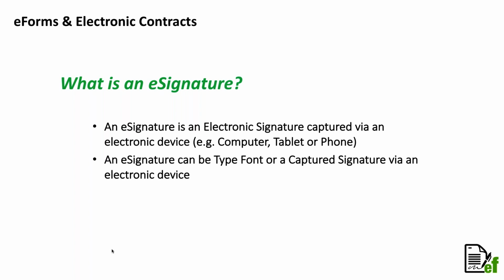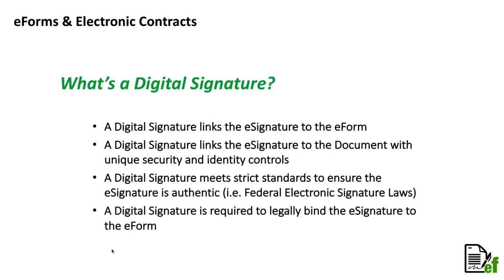An e-signature is an electronic signature captured via an electronic device. An example would be a computer, a tablet, an iPhone, or any type of electronic device, really right now that has internet access. And the e-signature can actually either be a type font or it could be a captured signature, via electronic device, whether it's a mouse pad, a tablet, or so on.